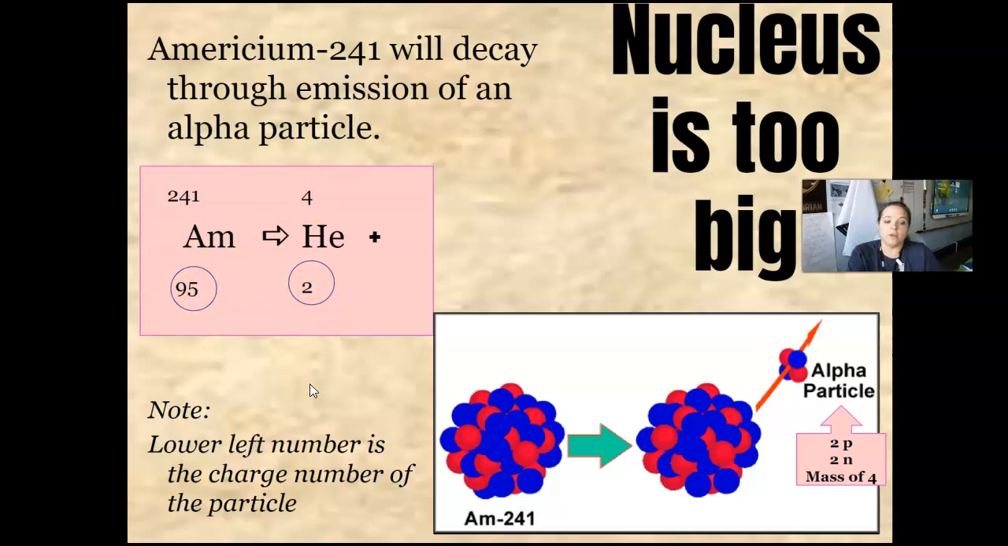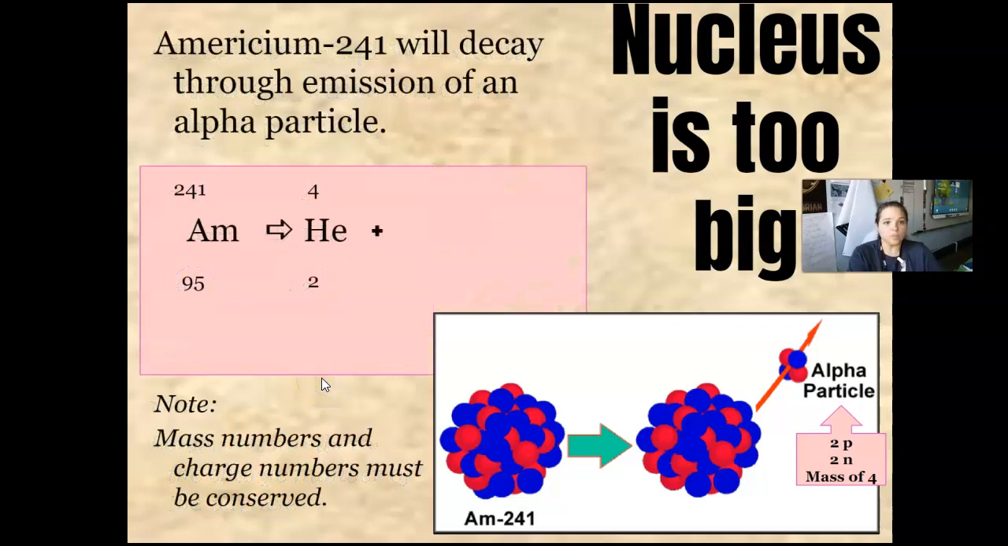We gotta have the charge of the particle. That's the atomic number. So the mass numbers and charge numbers must be conserved. Whatever's on this side has to equal on this side. So whatever's on this side of the arrow has to equal this. So looking at this, this side has to equal 241. So 241 minus 4 equals 237. 95 minus 2 equals 93.